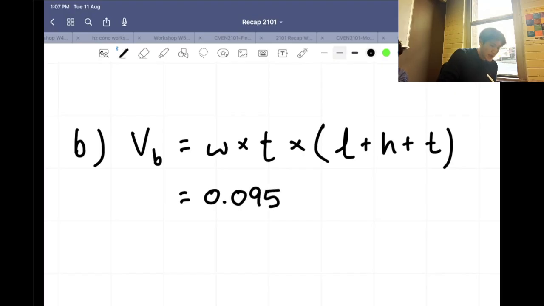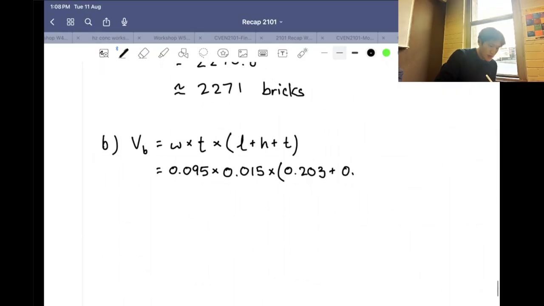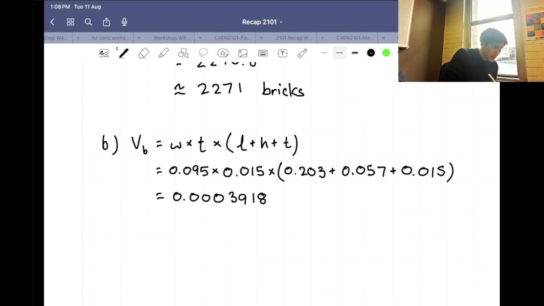0.095 times the thickness of each joint, which is 0.015, times the length, which is 0.203, plus 0.057 plus 0.015. And that should give you a very small number, 0.000391875 meters cubed. Always keep your units in meters, just so it's easier to solve volume total later.